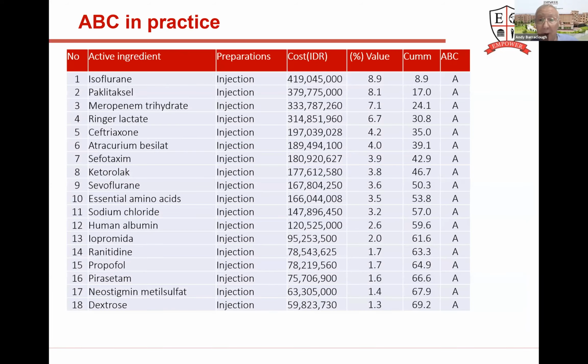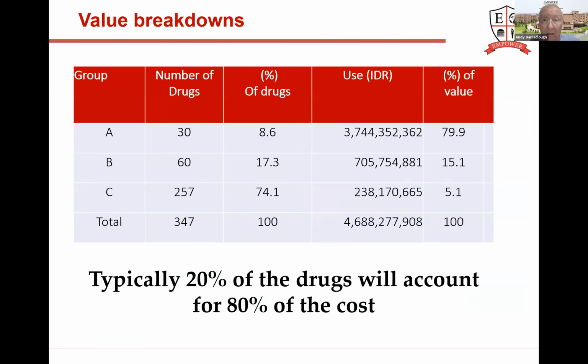Here is an example from Indonesia, where you can see just 18 items from their essential medicine list is 70% of the cost. Just 18 items, and they have an essential medicine list of 400 items. So typically, around 30 drugs, just 30, out of your essential medicine list of perhaps 400, cost 80% of the budget. So those items, I should be tendering every year. I should be keeping a really close eye on the market and focusing all my procurement efforts on them.